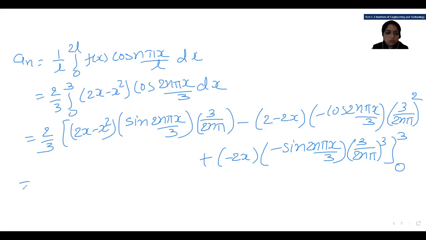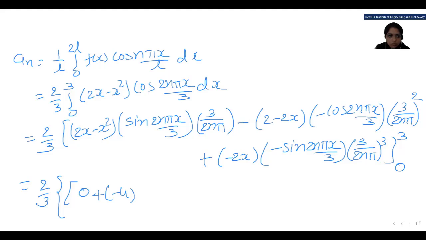So 2 by 3. By substituting my upper limit here, see 2 3s are 6. 6 minus 9 is minus 3. But if I substitute here 3, then both 3 will be cancelled and sine 2n pi, and the value of sine 2n pi is 0. So my first term is 0. Minus minus plus. Here 2 3s are 6. So 2 minus 6 is minus 4.